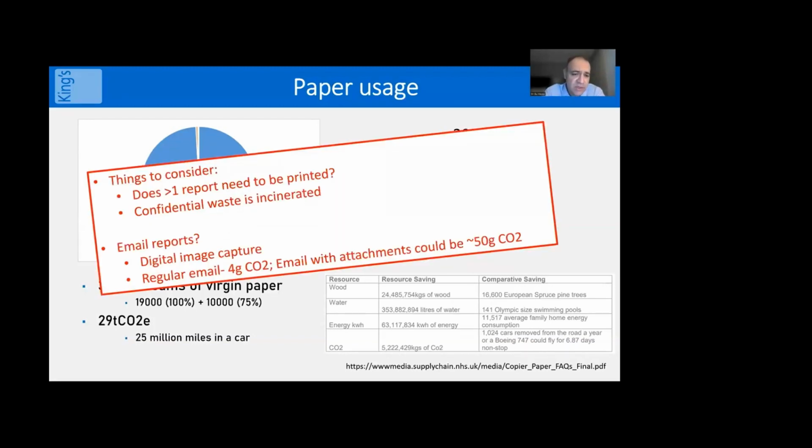So things to consider: do you need to print one report? Do you need to incinerate waste if it's confidential? Sure, it has to be treated, but doesn't need to be incinerated. And sending emails is often lauded as the alternative to paper, but emails are not carbon neutral. A regular email will incur around 4 grams of CO2, which is fine, but an email with large attachments up to a gigabyte could be up to 50 grams of CO2, which is more than sending a letter.